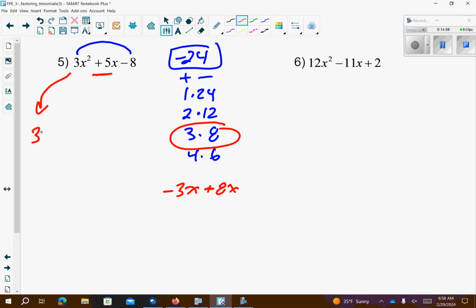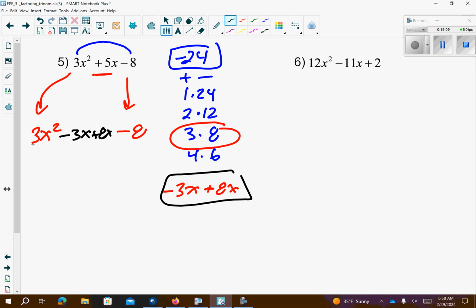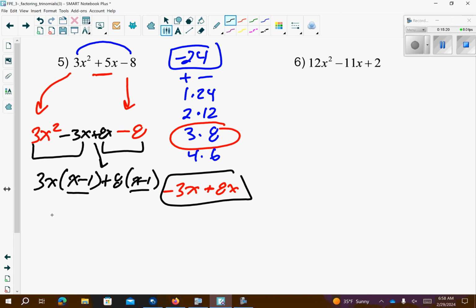Bring this down, so I get 3x squared. Bring this down, so I get minus 8. In between, I'm going to plug this in, whatever order I want. So I can factor a 3x out here. That leaves me x minus 1. Middle sign comes down. Factor out an 8. That's x minus 1. Take a look at those. There's my answer.